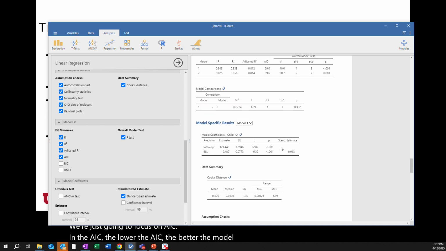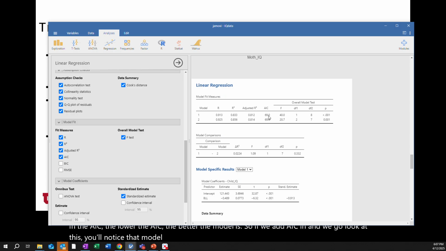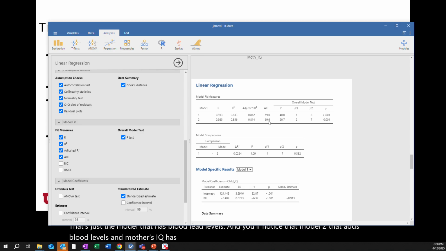So if we add AIC in and go look at this, back in our model fit measures, you'll notice that model 1, which is just the model that has blood lead levels, has an AIC of 69. And model 2, which adds blood lead levels and mother's IQ, has an AIC of 69.6. So model 1 actually has a better, lower AIC than model 2, meaning that adding that extra variable probably didn't help us out. It probably hurt us a little bit. It made the model more complex when it really didn't need to be.